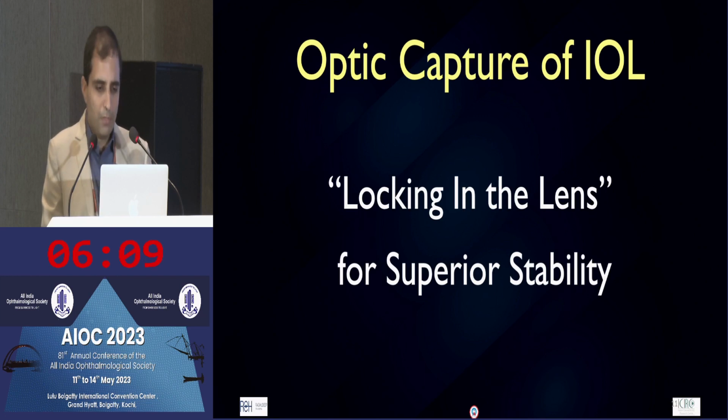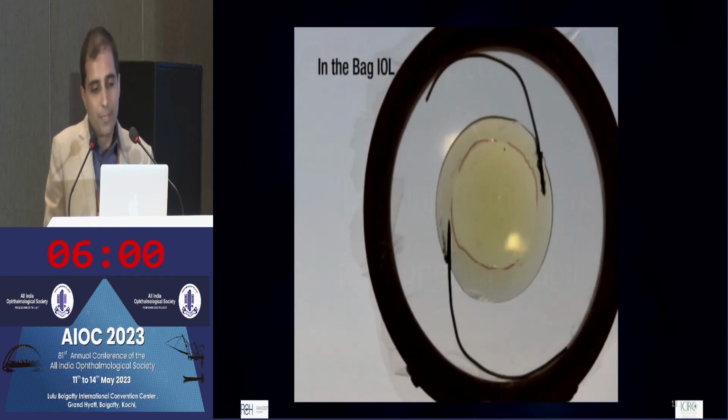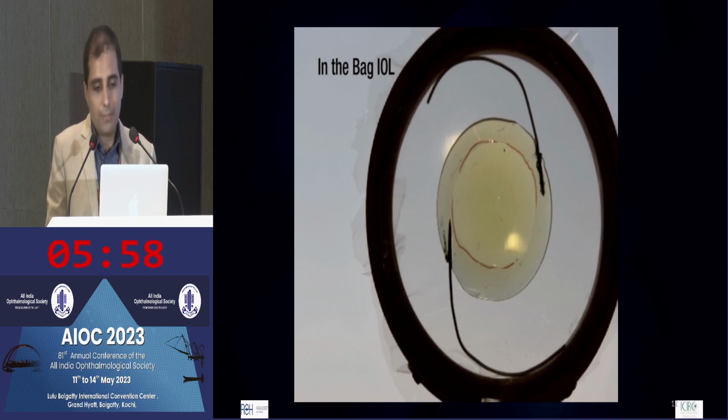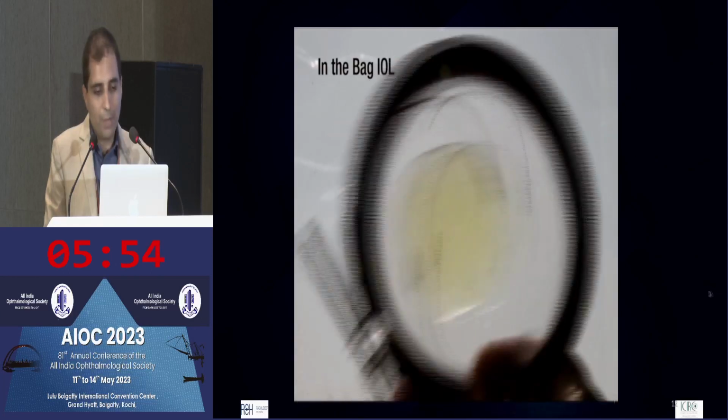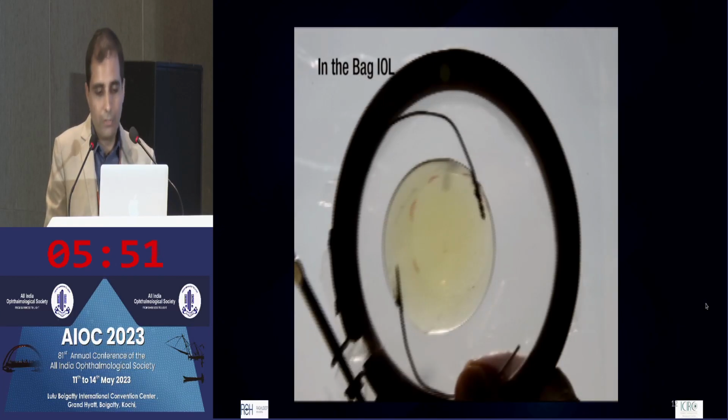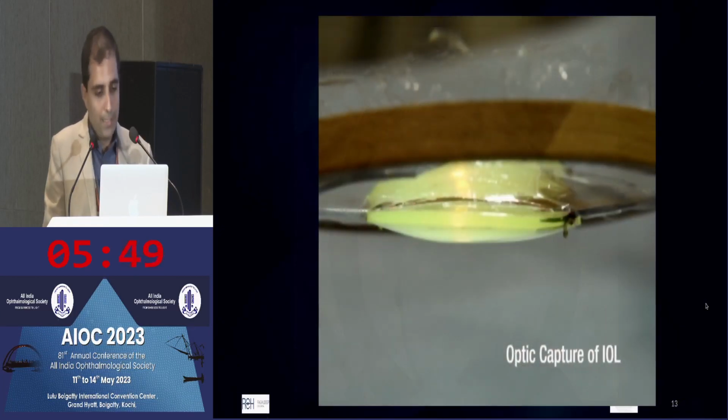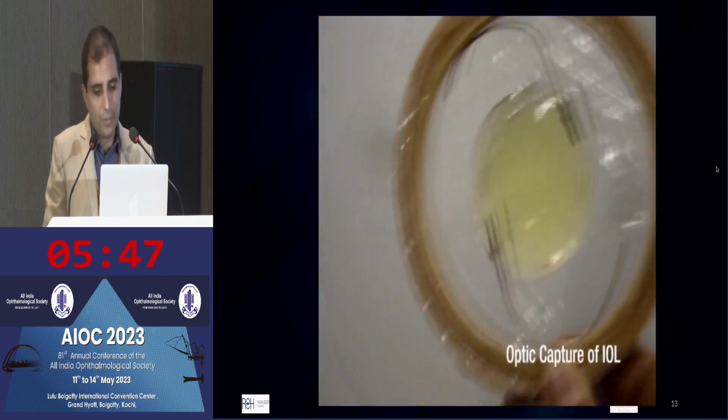So the principle of optic capture is to lock the lens in its position. So this is very important, particularly in such traumatic eyes. It gives great stability. This is an experiment done by my colleague Dr. Samresh to show that if you have a half open bag, you have possibility of the IOL moving and shifting in the eye. Compare that to the optic capture where it's actually locked.